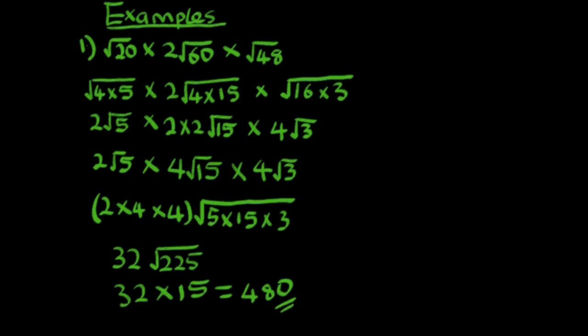How true. Let's look at another example. Suppose we are asked to evaluate root 24 multiplied by root 5 multiplied by root 30. Now we attempt to simplify further. So let's begin to simplify further.